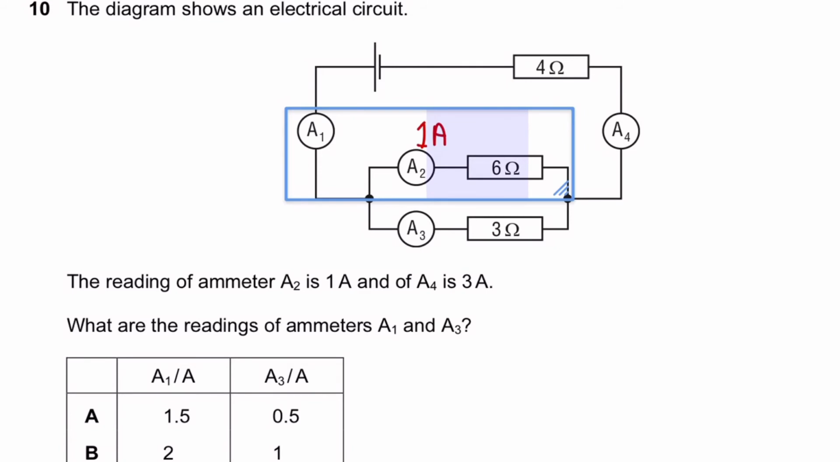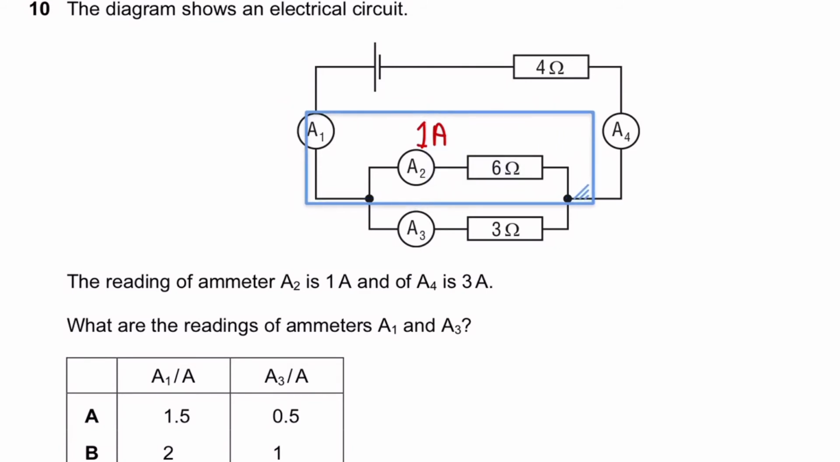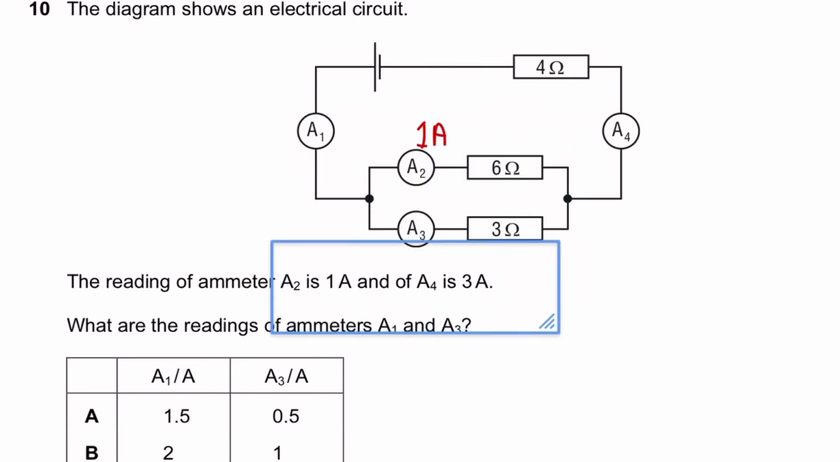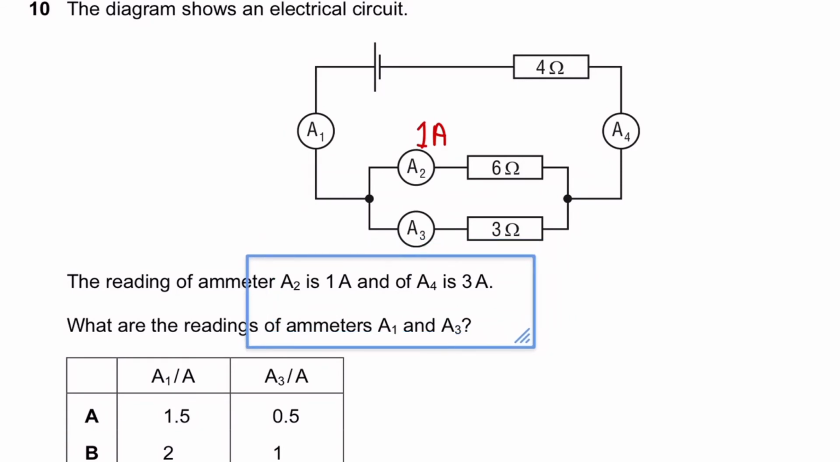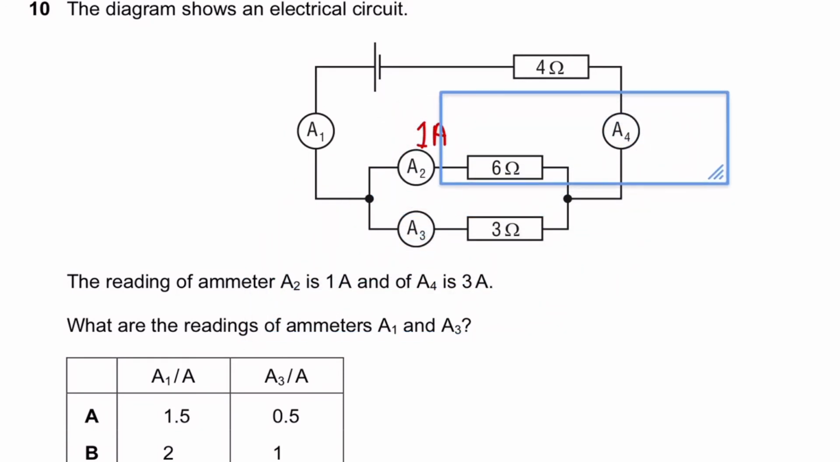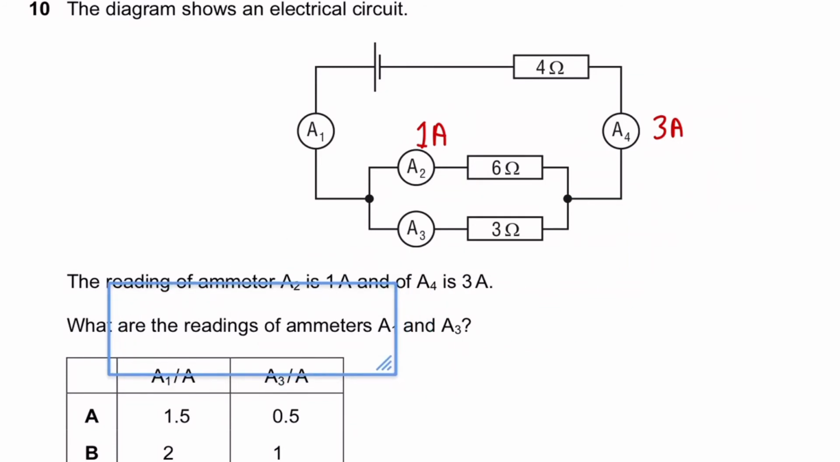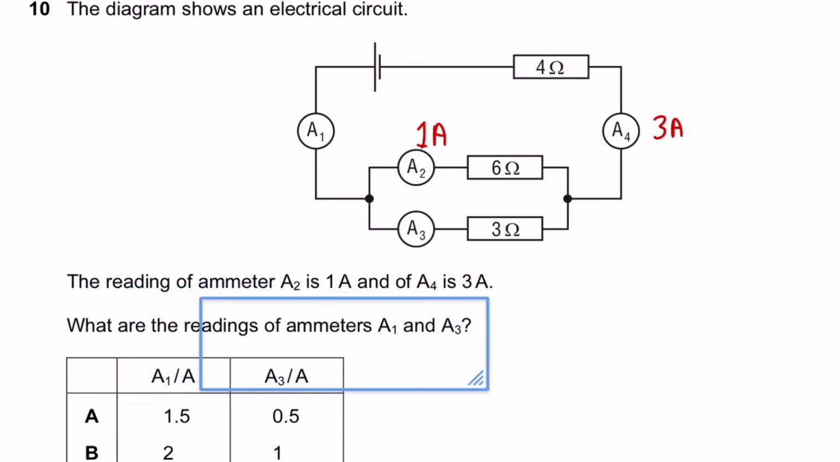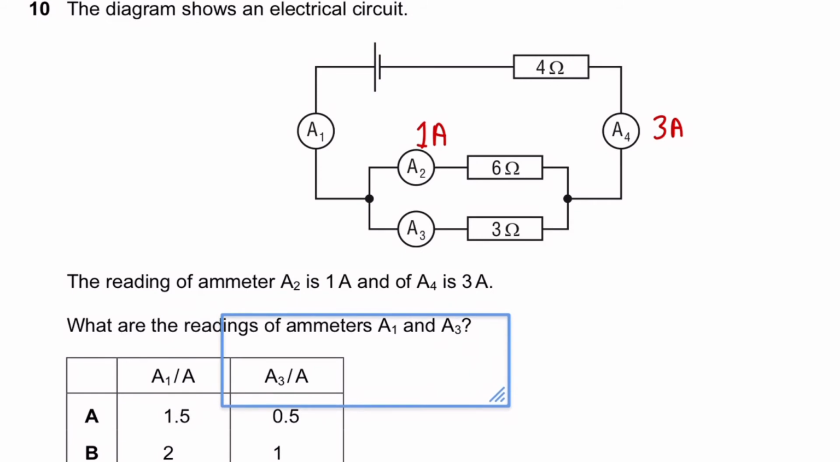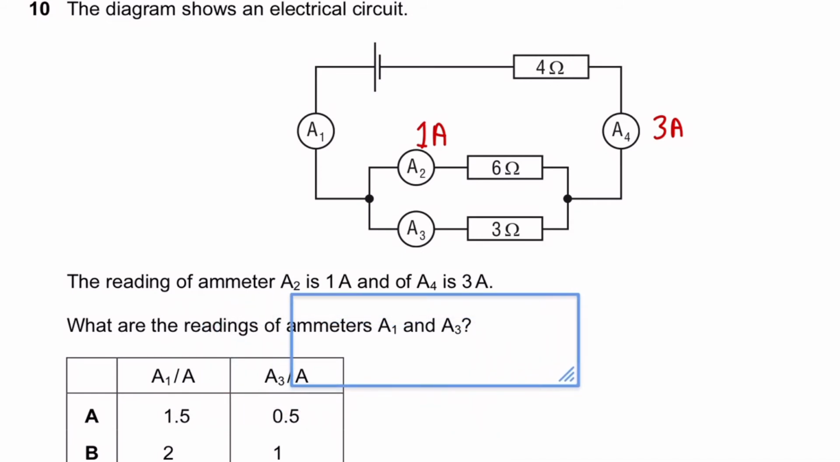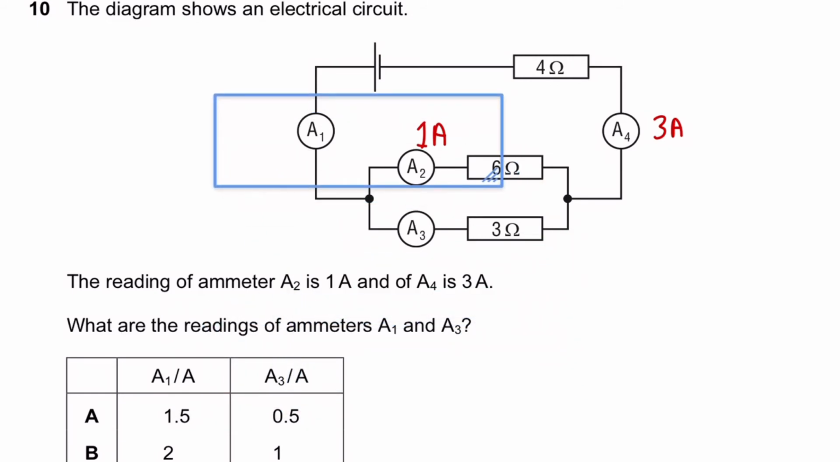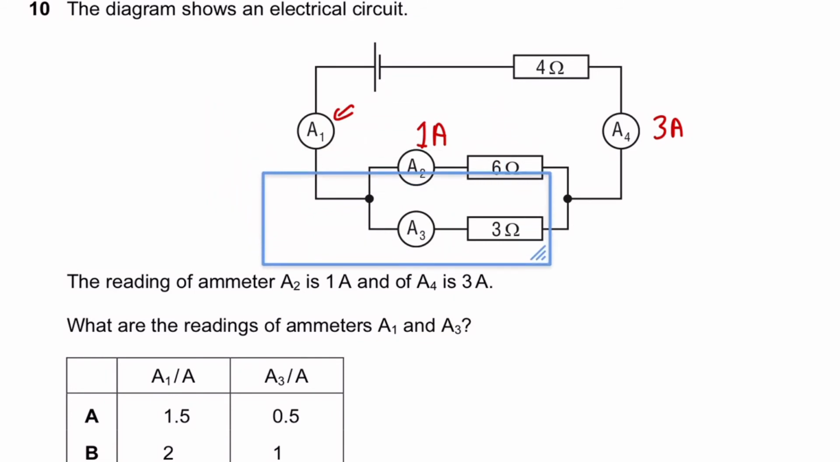1 ampere, and the reading of A4, where's A4? Okay, A4 is right here on the right side, is 3 amperes. Let's label it here. The question asks what are the readings of the two ammeters, which is the A1 and A3. They're asking for this one, the reading of A1 and A3 right here.